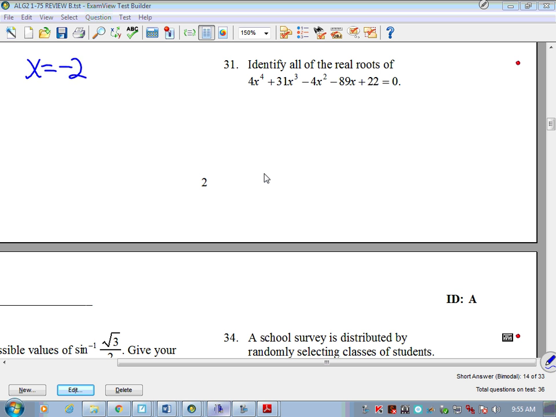So what we're going to do from here is use synthetic division to see what else we can find. So we got 4, 31, negative 4, negative 89, and 22. And we're going to use negative 2. We got 4, so that's going to be negative 8. What's 31 minus 8? You guys are going to help me out here. 31 minus 8. 23.